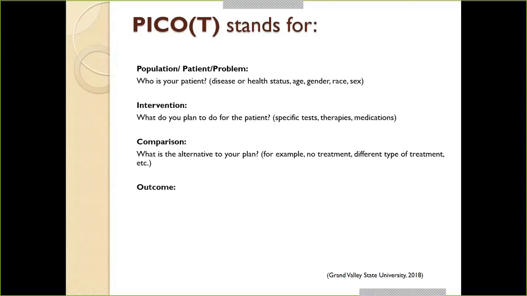And the next is O for outcome. So what do you expect to happen? What do you expect to happen if you have diabetes education compared to people without education? Do you expect there to be higher medicine adherence, drug adherence, let's say? Okay. So look, what is your outcome?